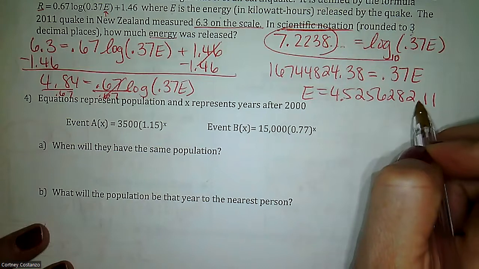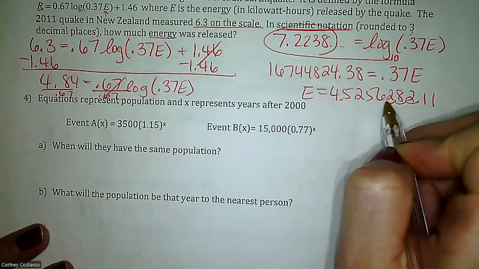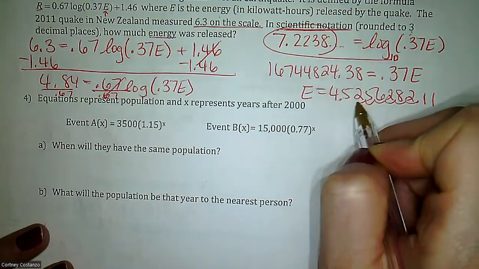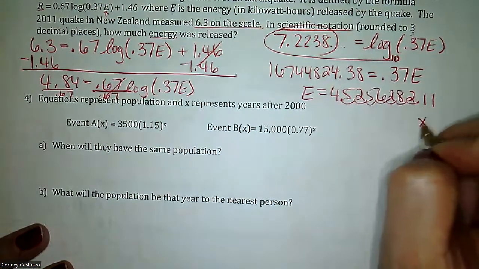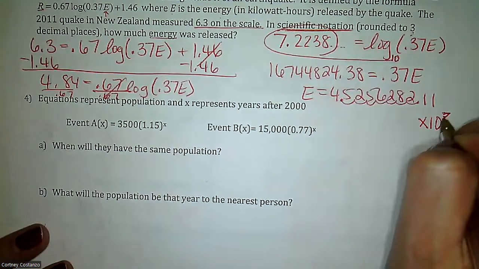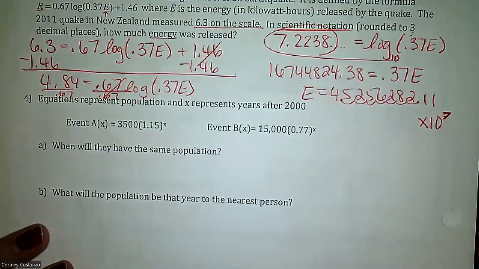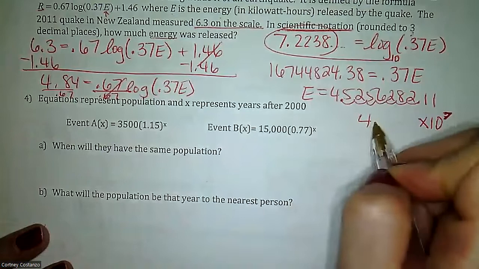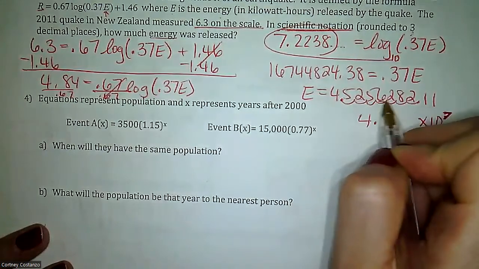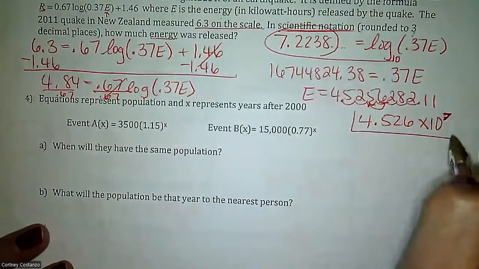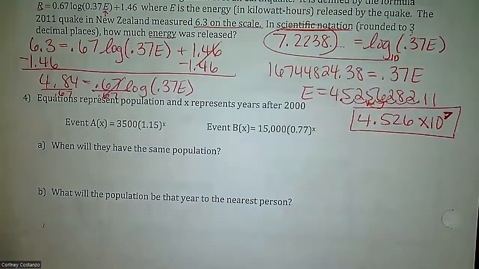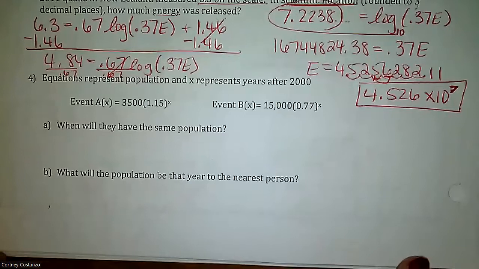So let's see how many swings that is. 1, 2, 3, 4, 5, 6, 7. So we are going to have times 10 to the 7th, seventh power. 4.52, and then this 6 is going to round up that 5. So 4.53 times 10 to the 7th power would be our answer in scientific notation.